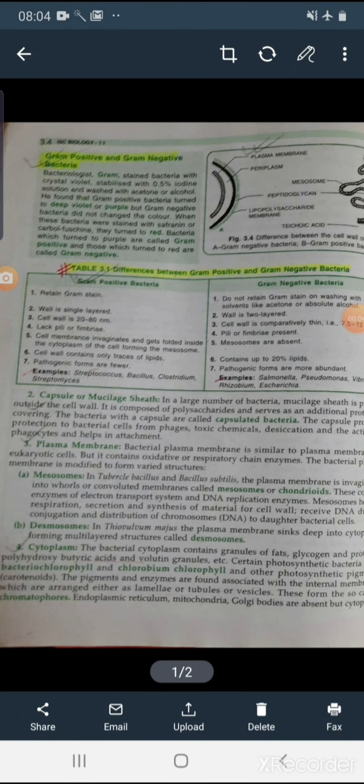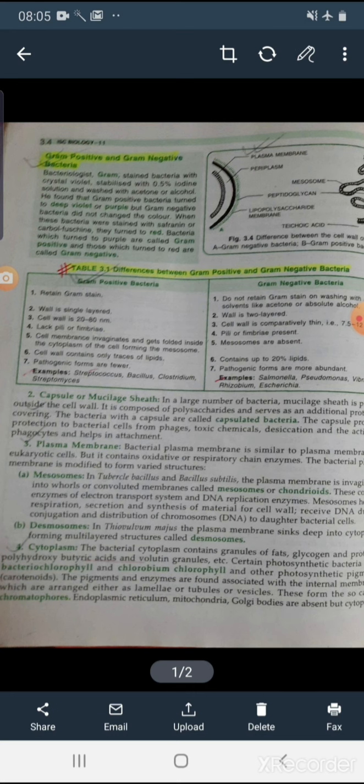So, in this chapter, the five kingdom classification, we have started the structure of the bacteria and we have discussed about the cell wall of the bacteria. Now, let's see what is the difference between the gram positive and gram negative bacteria.